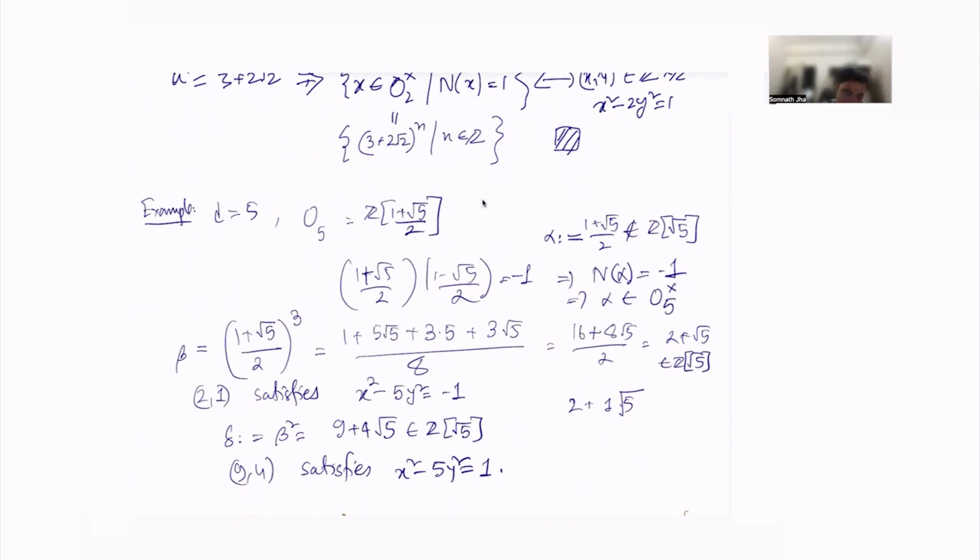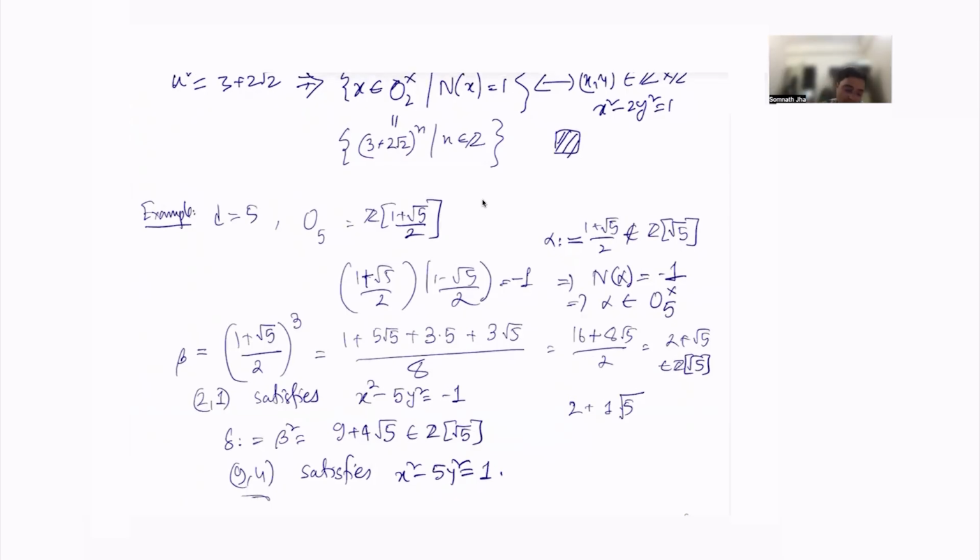Now you define delta to be equal to beta square. What is (2 plus root 5) square? It's 4 plus 5 plus 2 times 2 root 5, so 9 plus 4 root 5. This is in Z[root 5]. And this tuple (9, 4) satisfies x square minus 5y square equal to 1. Okay, so there are more units in this ring than in Z[root 5].